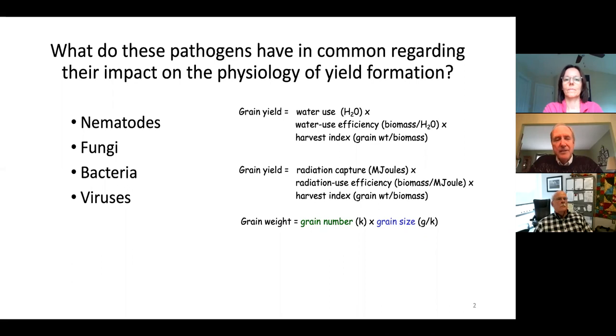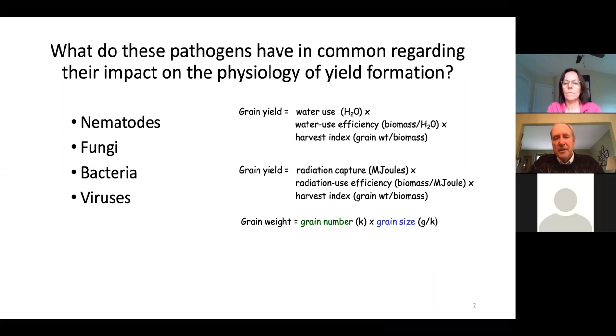And obviously, in the last few years, people have worked very hard to figure out what genes are being turned on by the organism, what resistance genes are important, et cetera. We're going to step back from that and assume that the organism has infected, and we'll look at the consequences, both in terms of things that we know are important for the way the plant determines yield. And that's why I put those grain yield equations up there.